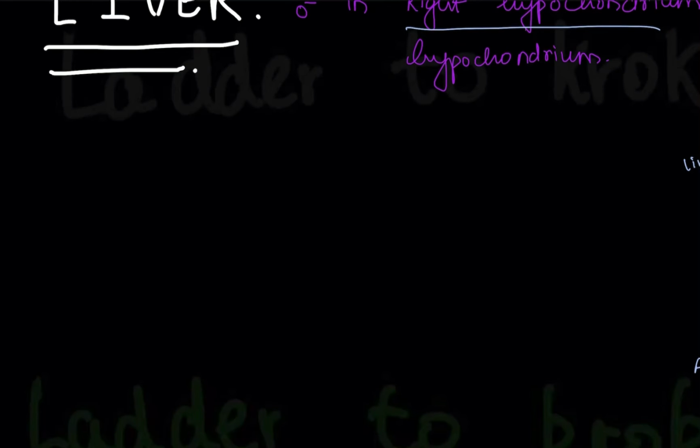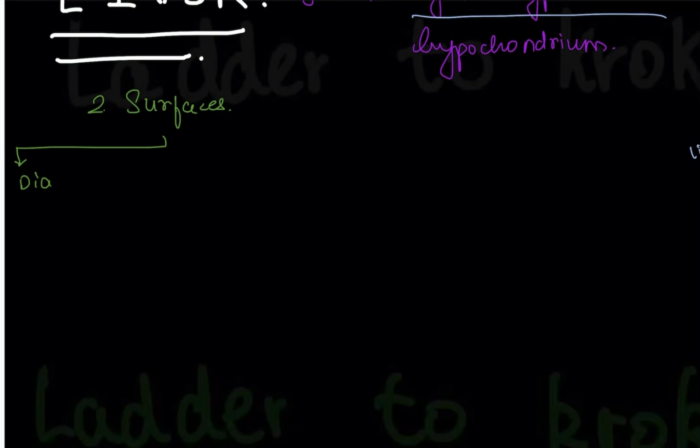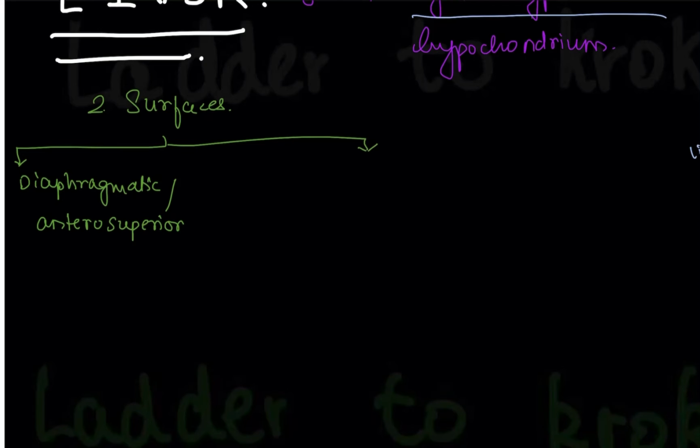That was liver. So liver has 2 surfaces. How many surfaces? 2. So write down the first. It is diaphragmatic surface. Now this diaphragmatic surface is also called anterosuperior surface, and it has a visceral surface, or it is also called posterior-inferior surface. These names are important, please remember it.